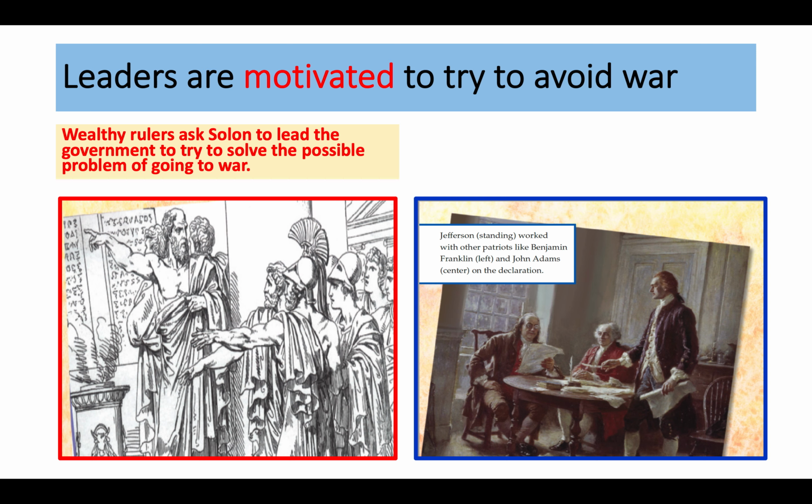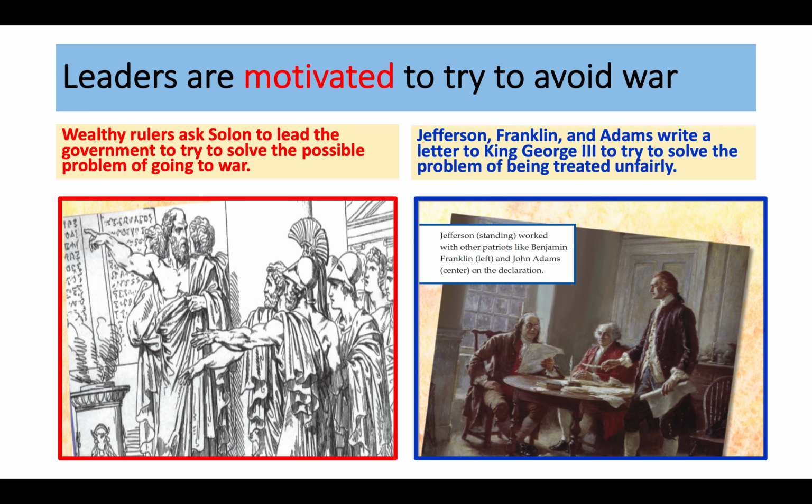In our story of the colonists, though, we have Jefferson, Franklin, and Adams. And yesterday when we left them, they were writing a letter to King George, and they were trying to solve the problem of being treated unfairly. So they wrote to King George and they said, hey, we don't like that you're taxing stuff and that you're not giving us a say in the vote. We want to be able to vote too.